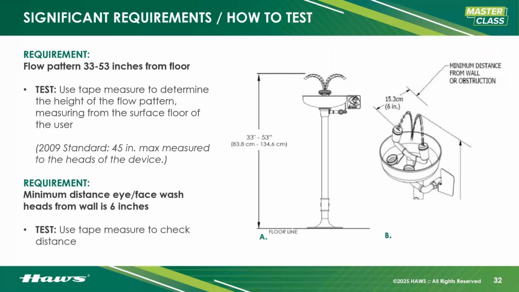33 to 53 inches, the top of the flow pattern has to be within that, because we want the gauge or our eyes to align in that 33 to 53 inch measurement. And that's because, again, anthropometrically, some of us are tall, some of us are short, but on average, we can reach and utilize the eye wash or eye face wash at that height, okay? So measure from the floor, ensure the flow pattern doesn't exceed that.